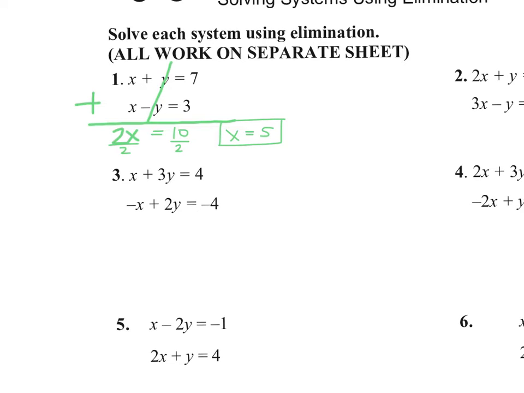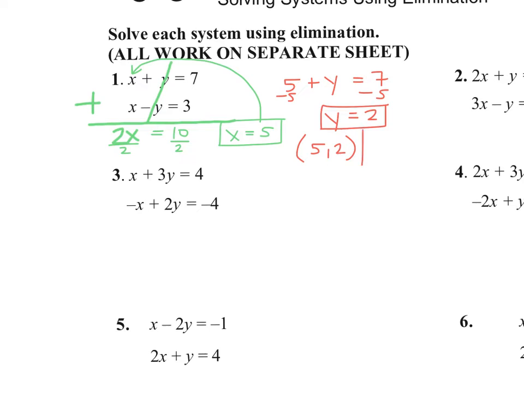Okay, and then once I know that x is 5, I can come back up here and plug it in. So now I have 5 plus y equals 7. So if I take away 5 on both sides, I get y equals 2, which means my answer is 5, 2.